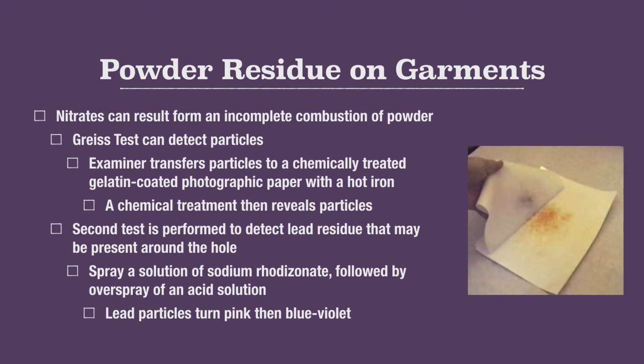A second test is performed to detect lead residue that may be present around the hole, and they do this by spraying a solution of sodium rhodizonate, followed by an overspray of an acid solution, and the lead particles will actually turn pink and then a blue-violet to indicate that there is lead present.